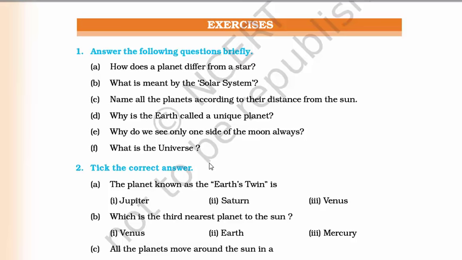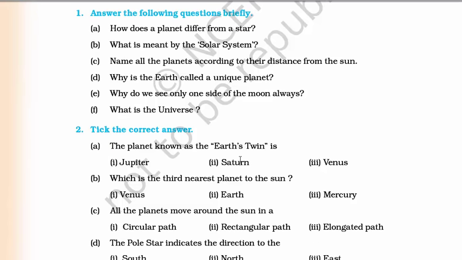What is the universe? Just go through the previous page, you will see that brief hierarchical order of the entire universe. So the universe is a combination of all planets, Milky Way, galaxy, everything. You know, it's a combination of all that forms the universe.